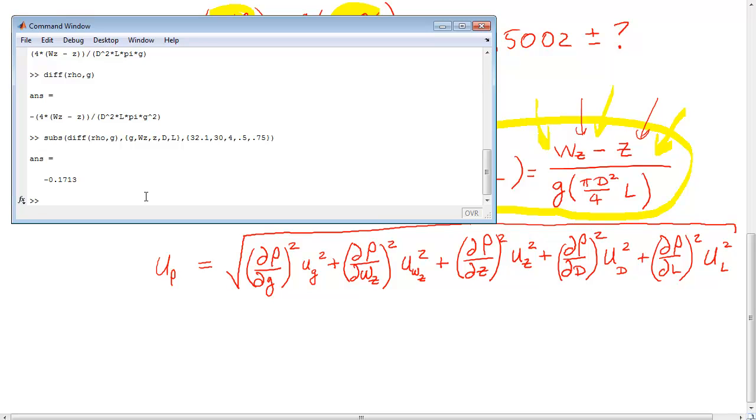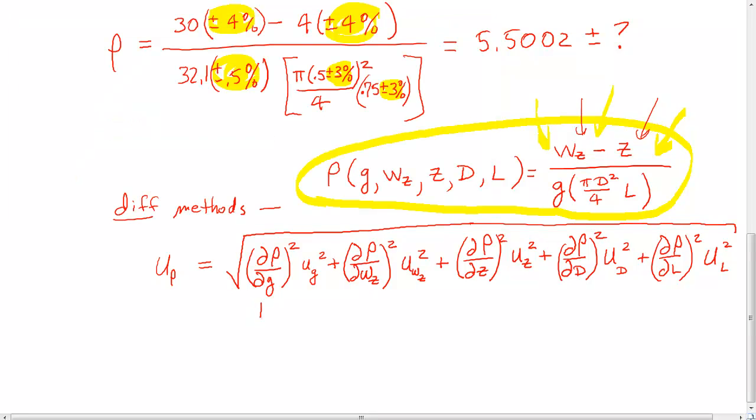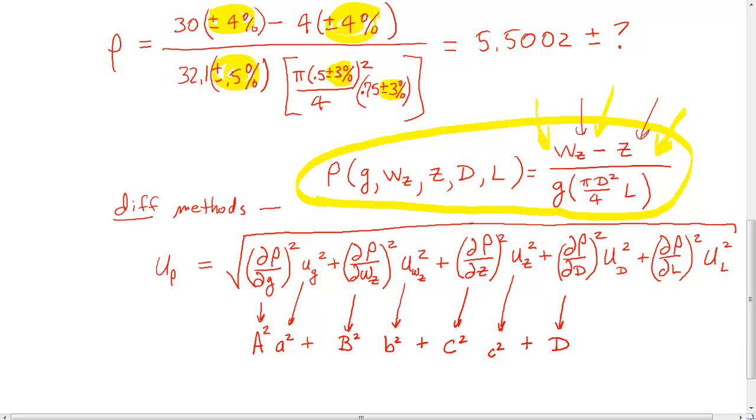Now, here's what I'm going to do. I'm going to go in. Now I'm going to make this go away for a minute. I'm going to come back to the Matlab window. In Matlab, I'm going to call this A. I'm going to call this little a squared plus, this is going to be b squared, and this is going to be little b squared. This is going to be capital C squared. This is going to be a small c squared. This is going to be a d.